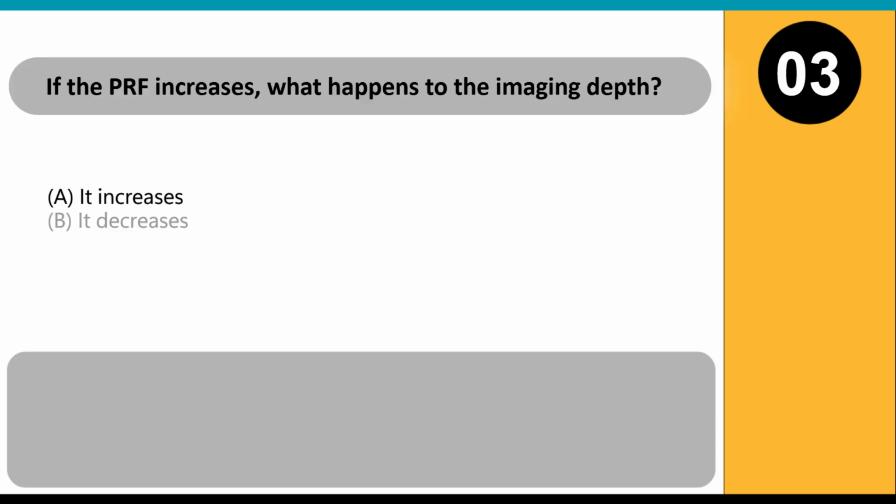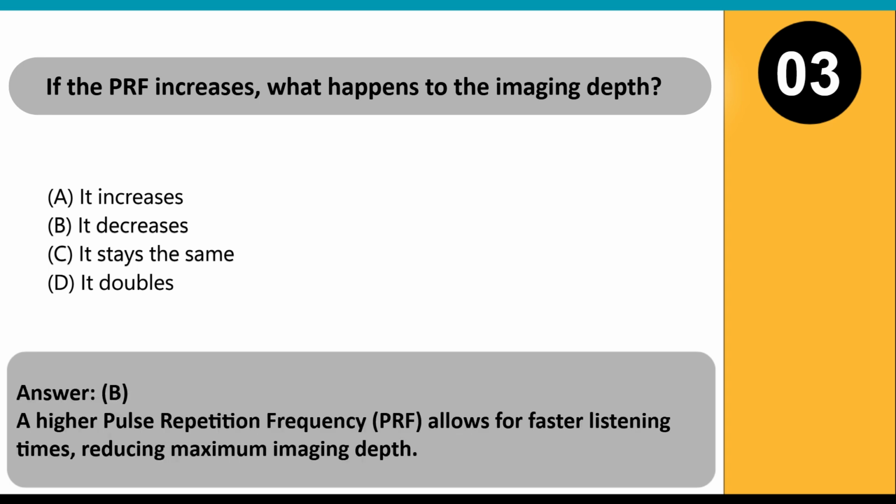If the PRF increases, what happens to the imaging depth? A. It increases. B. It decreases. C. It stays the same. D. It doubles. Answer B. A higher pulse repetition frequency, PRF, allows for faster listening times, reducing maximum imaging depth.